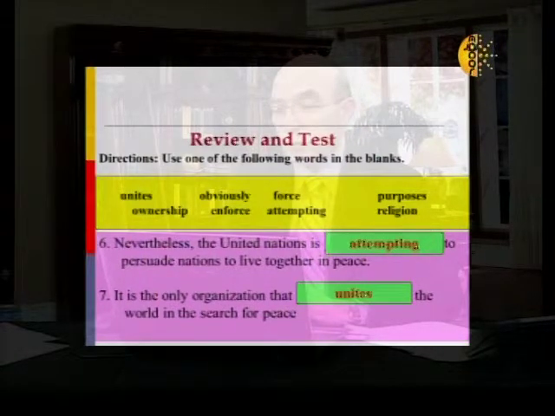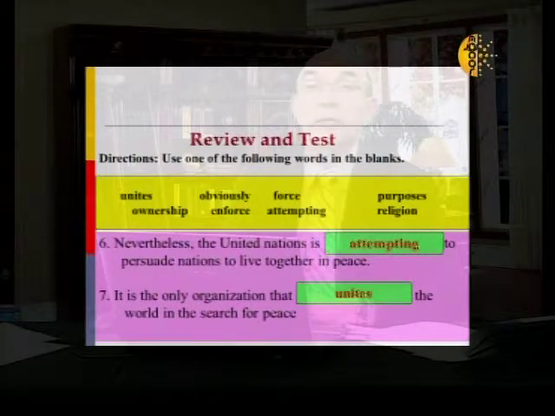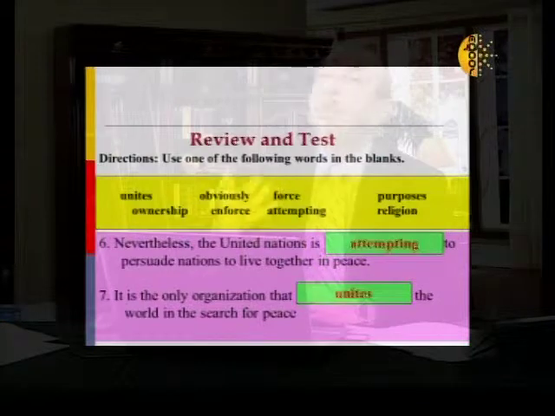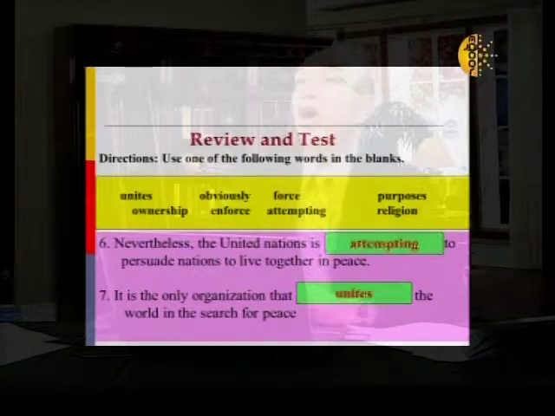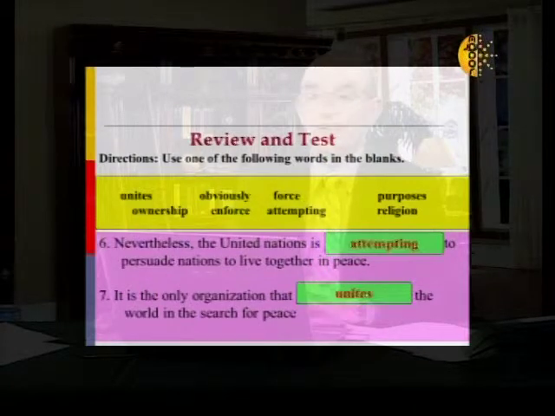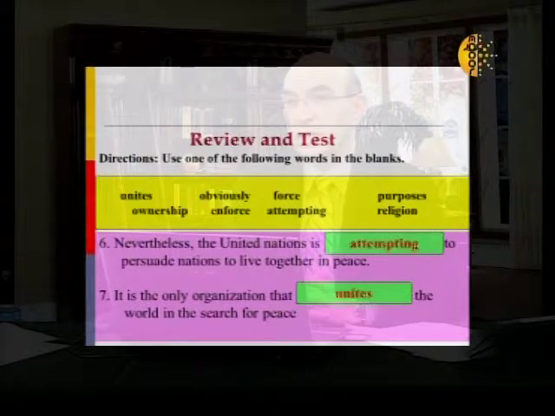Attempt, we said that force means what? Power. And attempt means what? Try. You attempt means you try. Purposes means objectives, goals. People have different purposes for getting a college degree. Religion, which we didn't use on this list, simply means what? A system of beliefs. Like Islam is a religion, Christianity is another religion.